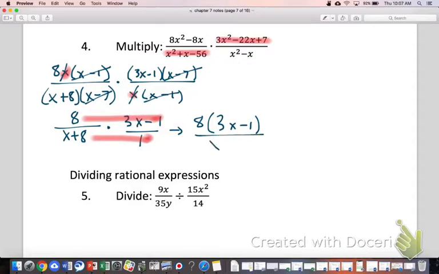And then, of course, x plus 8 times 1 is just x plus 8. If you left it like that, I've got no problem at all. If you want to distribute the 8, that's fine too. But if you left it like that, that might even be better. You can clearly see there's nothing else left to cancel. So, okay. So again, we did all that canceling. We did the multiplying and stuff.